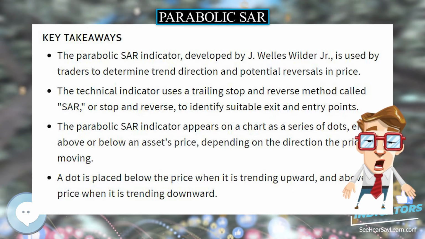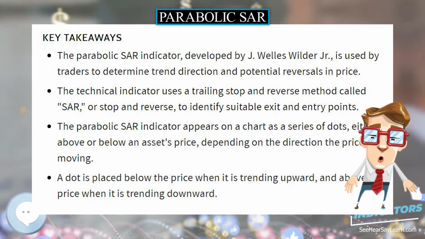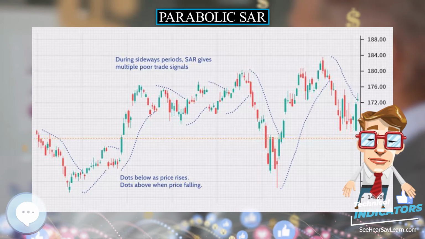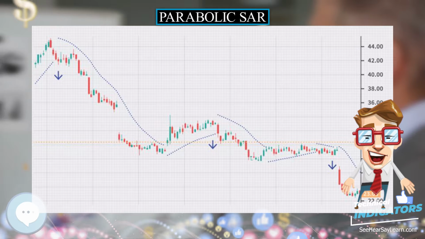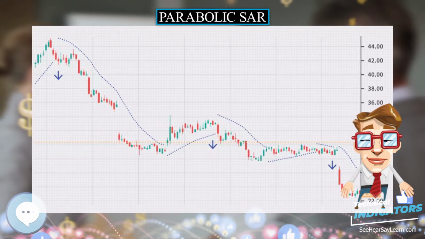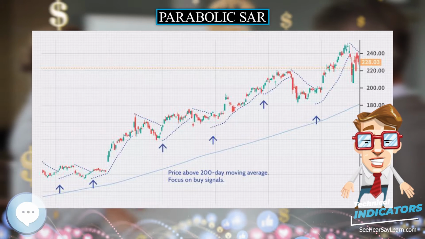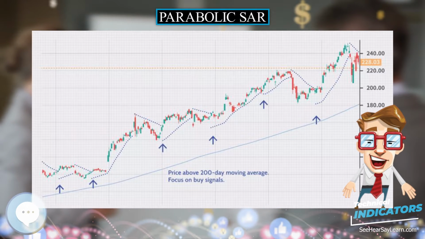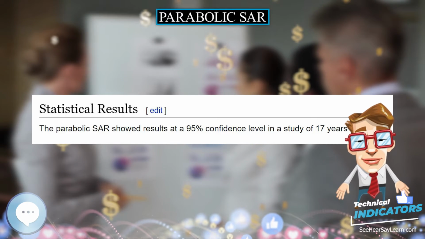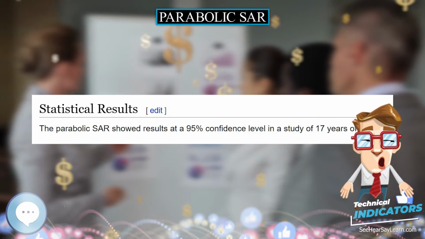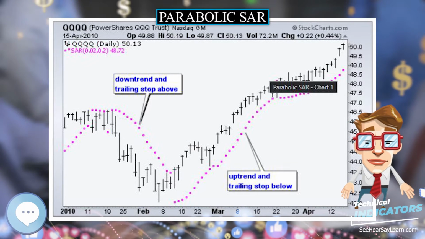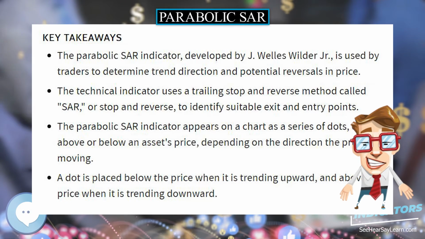Construction. The parabolic SAR is calculated almost independently for each trend in the price. When the price is in an uptrend, the SAR emerges below the price and converges upwards towards it. Similarly, on a downtrend, the SAR emerges above the price and converges downwards. At each step within a trend, the SAR is calculated one period in advance. That is, tomorrow's SAR value is built using data available today.